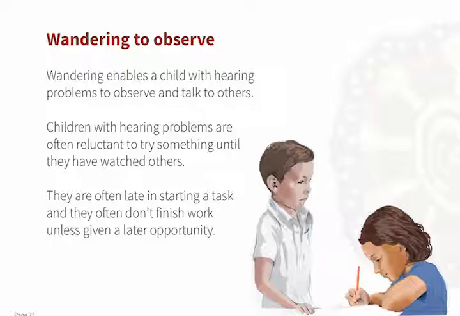Another thing that children with listening problems often do is wander to observe. Wandering enables a child with hearing problems to observe and talk to others. So they may wander to watch and see what other people are doing because they haven't really understood what the teacher's instructions are, or they haven't understood the instructions and they're avoiding getting down to work and just entertaining themselves by wandering around.